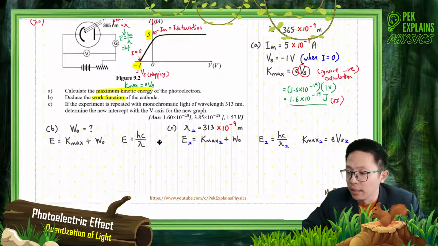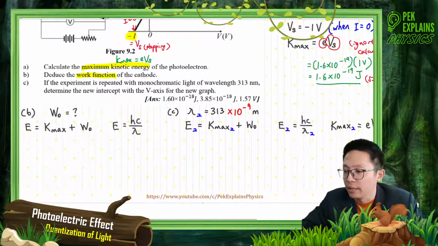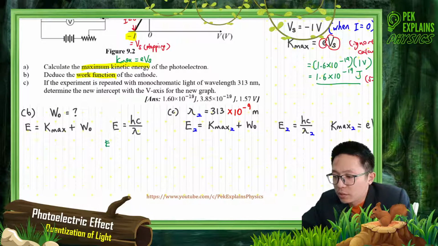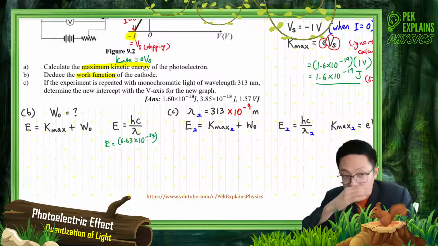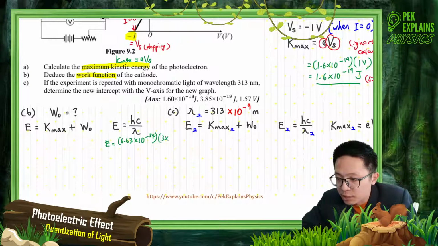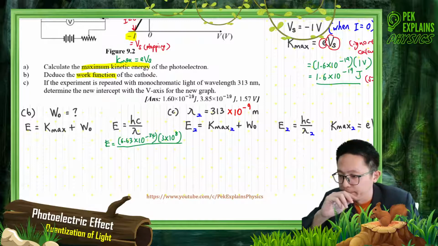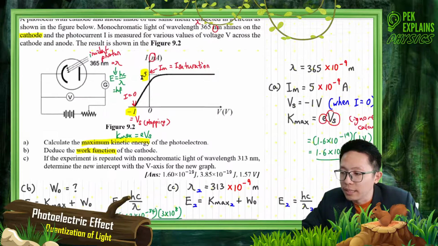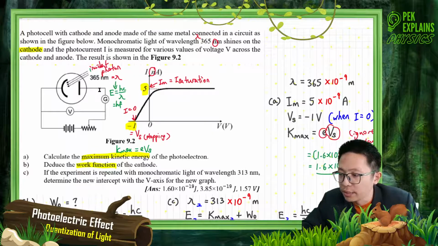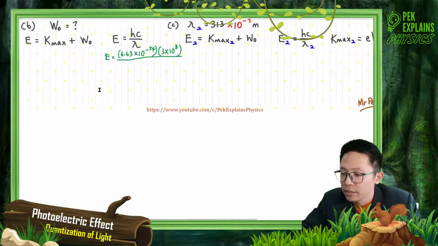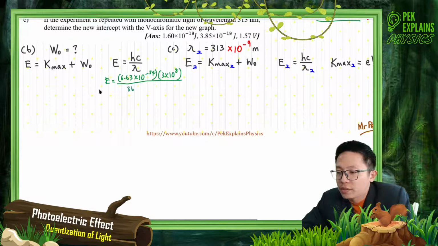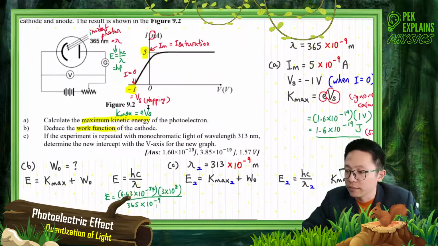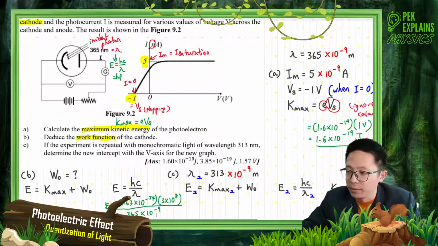Okay, let's calculate the energy of the incident photon. E is equal to h, which is 6.63 exponent negative 34, and c is 3 exponent 8. And then lambda, what is lambda given? 365 nanometer, so 365 exponent negative 9.